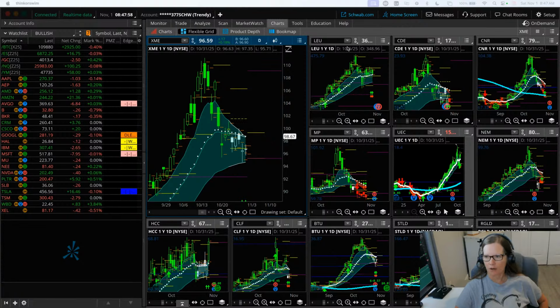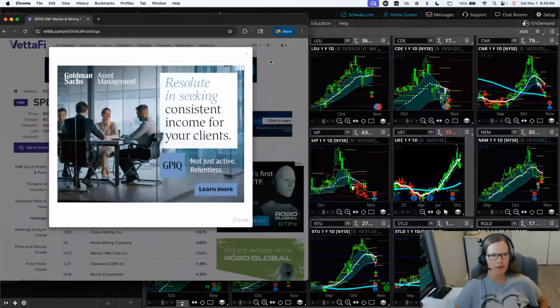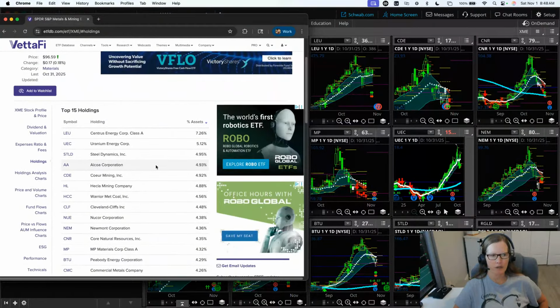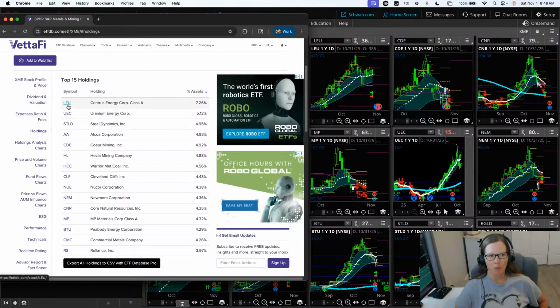So I wish there was a way. Let me see if I can't do this. Bye bye, ad. This is a free website. I don't pay for the... Okay, here is the top weighted names right now. These do change. Notice that there's no big standout. They're pretty equally weighted, the names inside of this sector. And that means that you can have quite the fluctuation. But my main focus is, are these names that are on this holdings, are they on my chart?